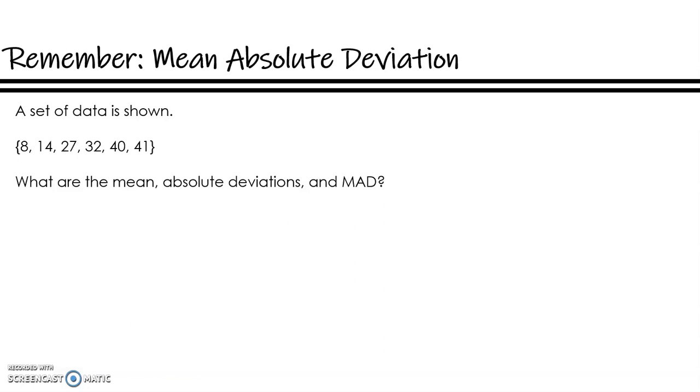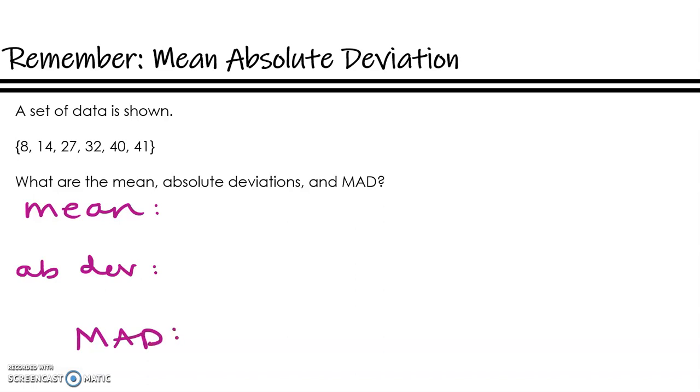Okay, so remember step one is to find the mean. Step two is to find the absolute deviations. And then step three is to find the MAD. So first we're going to add all of our values up. 8 plus 14 plus 27 plus 32 plus 40 plus 41. That gives me a total of 162, and I'm going to divide that by 6 because there are 6 numbers that I added together. And that gives me a mean of 27.